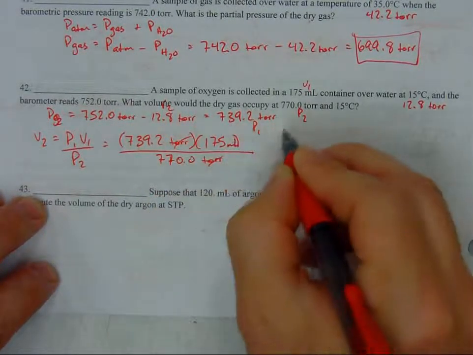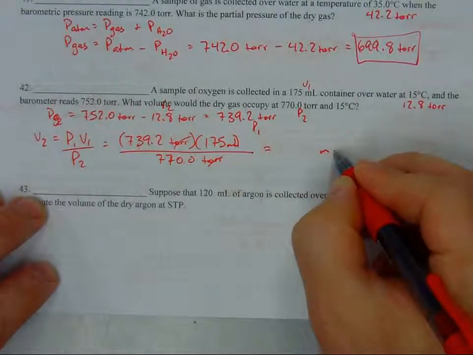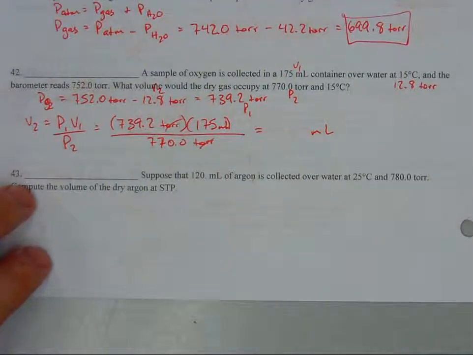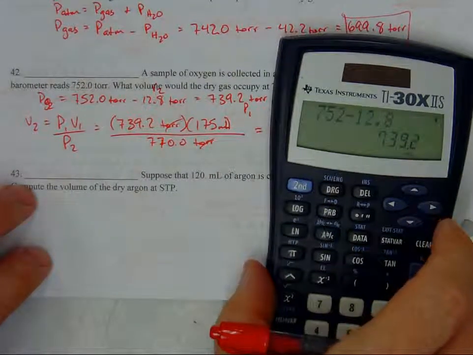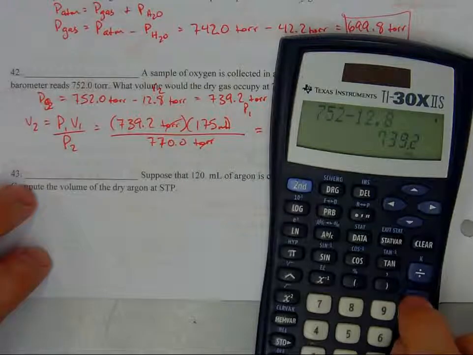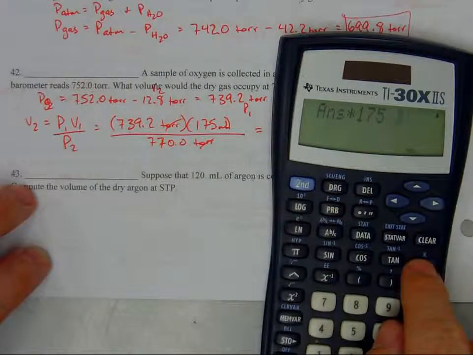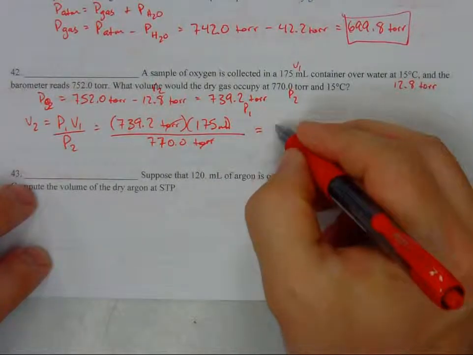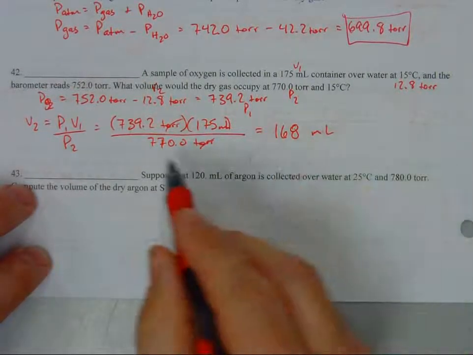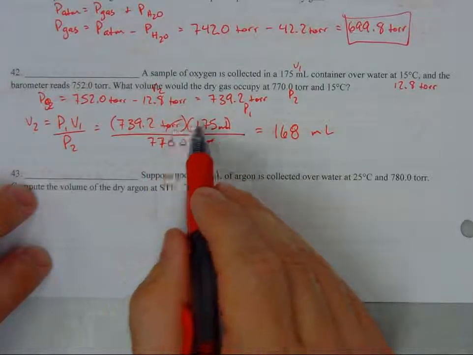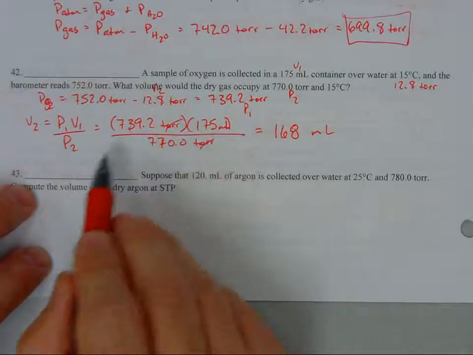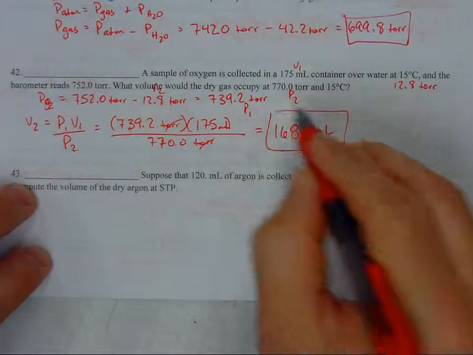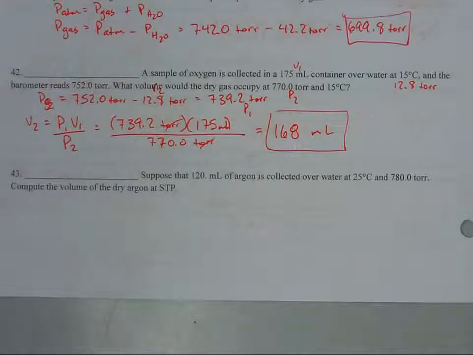Now I'm dividing torr by torr, so those cancel. Milliliters is my only unit left, and that's what I'm trying to solve for, so that actually makes sense. So come here, calculator. The 739.2 times 175, then divided by 770. I come up with 168, and yes, I do want three significant figures, because I'm now multiplying and dividing, and that's three sig figs right there. Final answer, 168 milliliters.